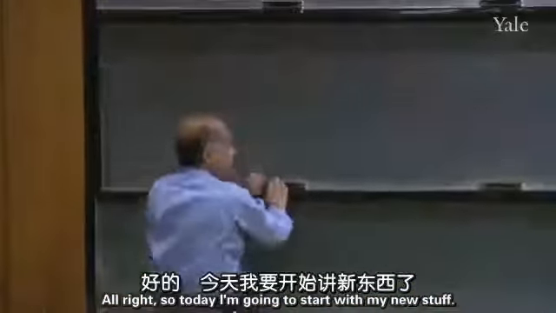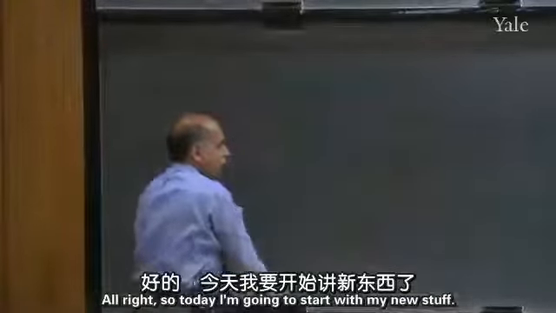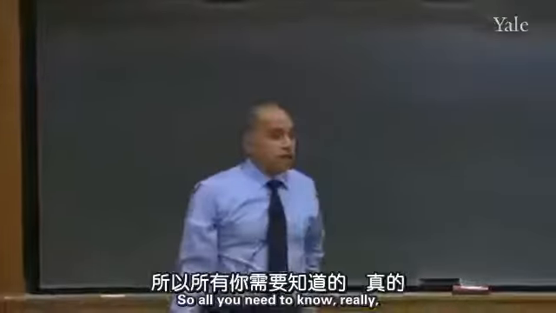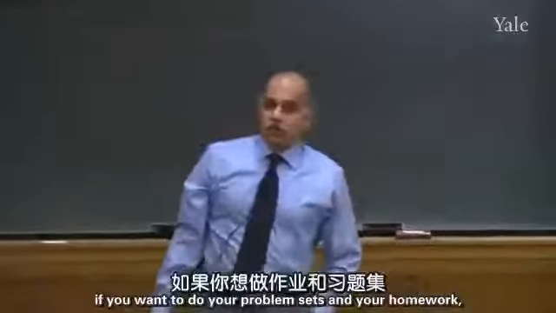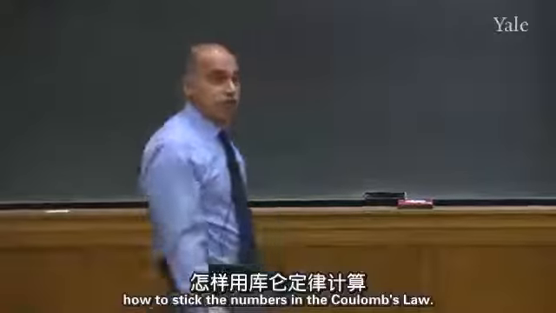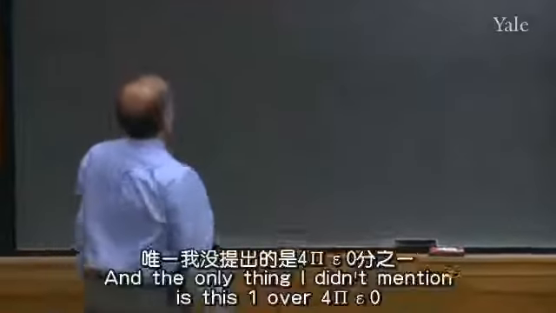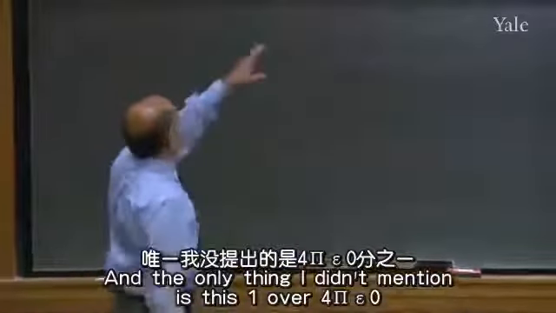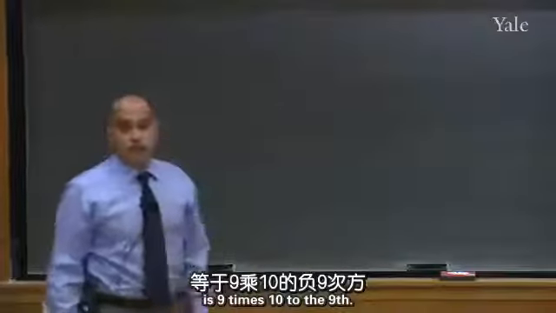All right, so today I'm going to start with my new stuff. All you need to know, really, if you want to do your problem sets and your homework, is Coulomb's law. You know, how to stick the numbers into Coulomb's law. And the only thing I didn't mention is that 1 over 4 pi epsilon 0 is 9 times 10 to the 9.